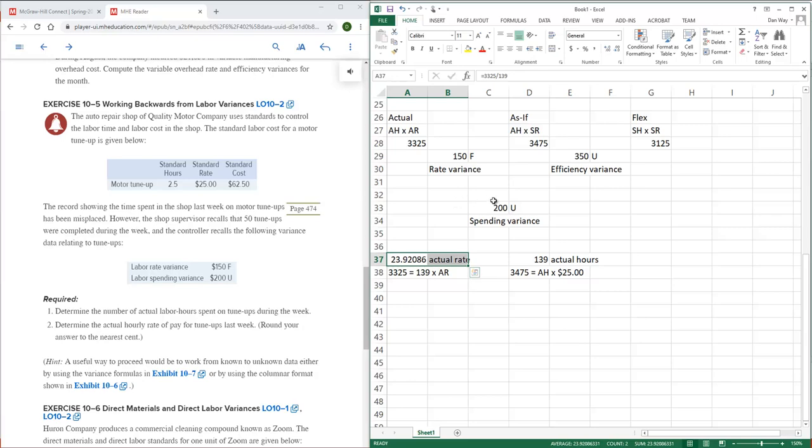That makes some sense. Similar idea over here in efficiency. My efficiency variance was unfavorable, so I needed more labor hours than I thought I should have. My actual hours used were 139. My standard hours, we didn't do this number separately, but it would have been the 50 tune-ups times the 2.5 standard hours per tune-up, or 125. So yeah, I used more hours than I thought I should have. That makes sense for an unfavorable efficiency variance. And that's it for exercise 10.5.